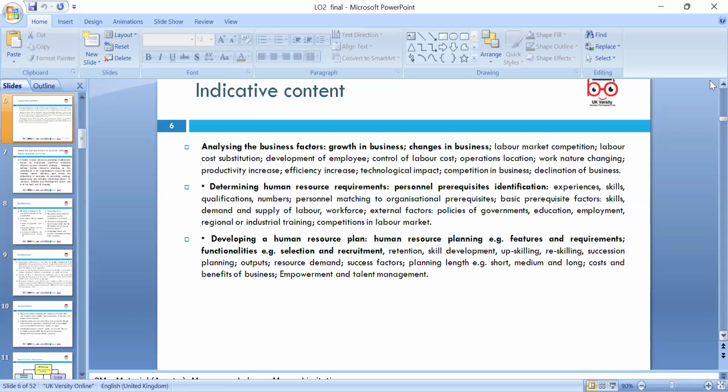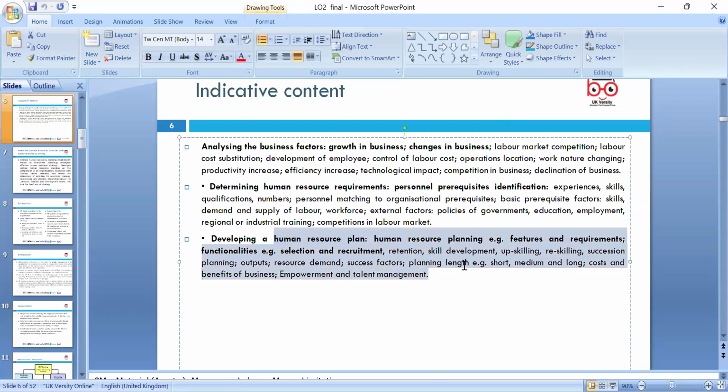Developing a human resource plan. Today's key focus is human resource planning. A plan is a sat nav: where you are and where you want to go. If you don't have a plan, you don't know the way. That's why we ask how much staff we require, how many we will recruit internally, how many managers we will require, and how much growth we want in the next few years.